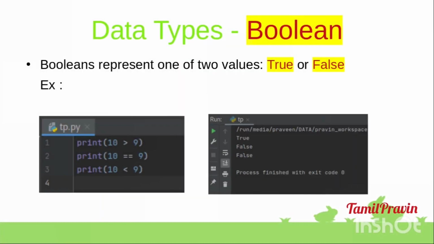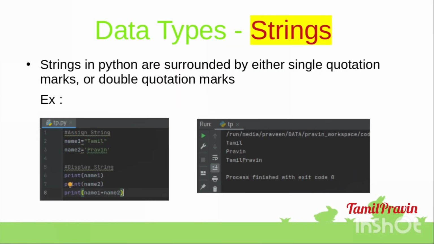Okay. Another data type is string. Strings in Python are surrounded by either single quotation marks or double quotation marks. Here is an example. I am assigning a string to a variable name1 with Tamil in double quotes. In another variable, name2, I am loading the string value Praveen in single quotes. It displays like this. We can use string values with either single quotation or double quotation marks.